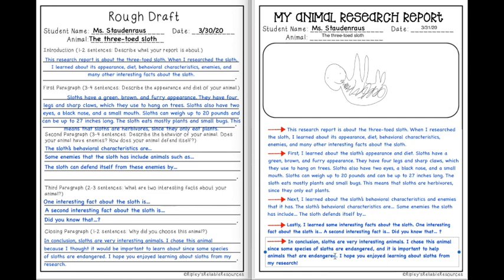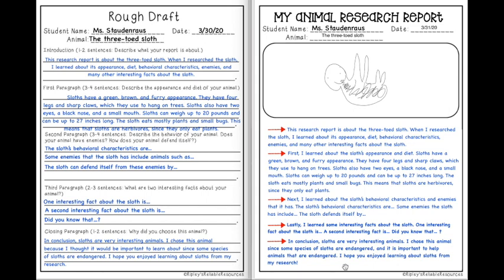So I kind of elaborated, which means I said more. I added more detail about why that was important. So again, you don't need to copy your exact sentences. We're our best writers when we kind of change it and make it a little bit different. And then my last sentence is, I hope you enjoyed learning about sloths from my research. And I put an exclamation mark just to say, yay, the end.